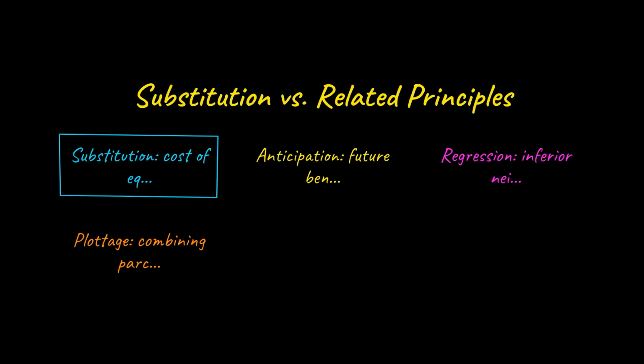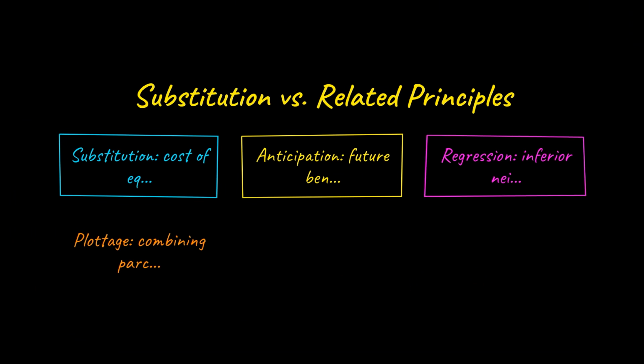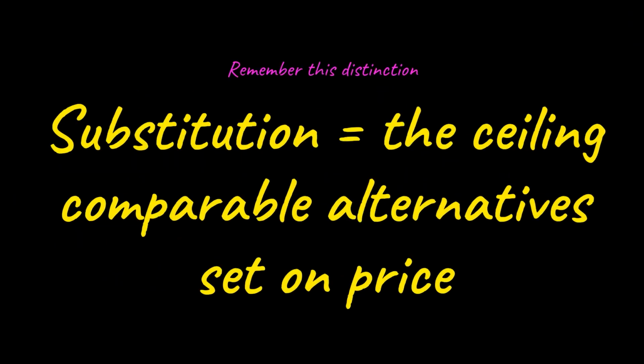Examiners often test substitution alongside three neighboring principles. Anticipation looks forward to expected benefits. Regression addresses how inferior surrounding properties drag down value. Plottage is the gain from assembling adjacent parcels. None of these set a ceiling based on comparable alternatives. Only substitution does. Whenever a question describes a buyer refusing to overpay because an equivalent property is available for less, that is substitution. The principle that competitive alternatives discipline what any single property can command.